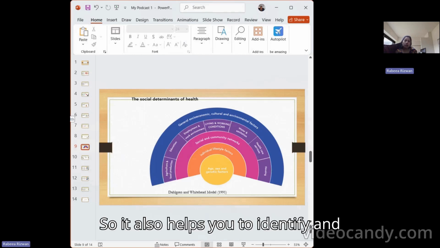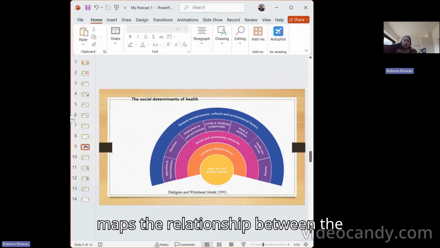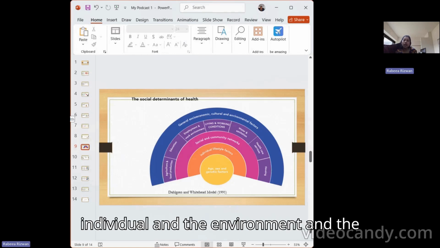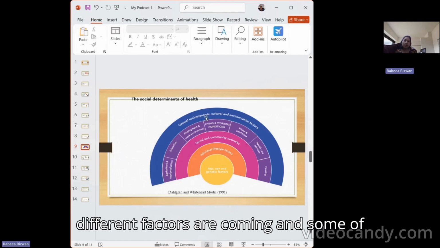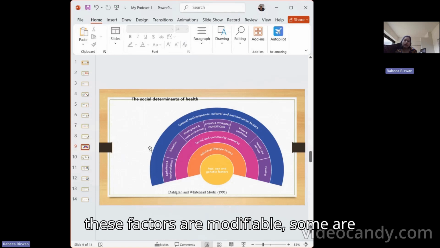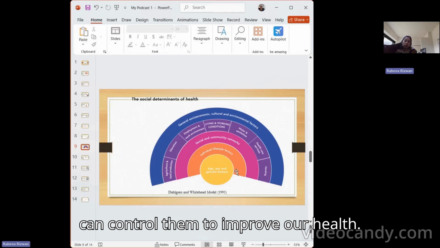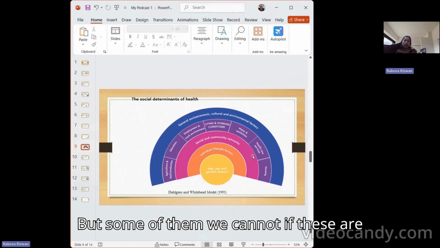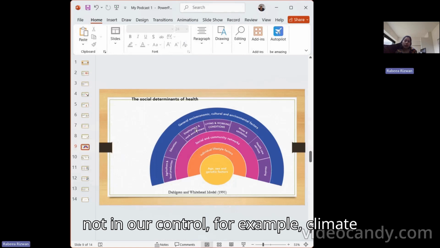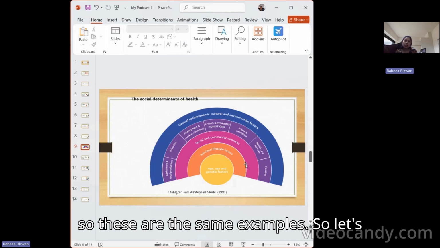It also helps you to identify and determine the health inequalities, mapping the relationship between the individual, the environment, and health. There are different factors, and some of these factors are modifiable and some are not, which means that some we can control to improve our health, but some we cannot, because they are not in our control. For example, the climate in the environment. Okay, so these are some examples.